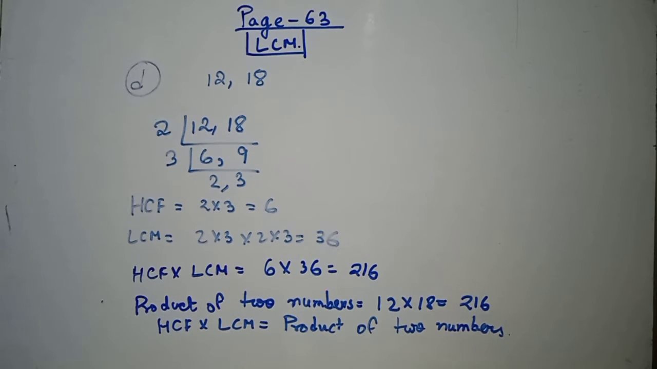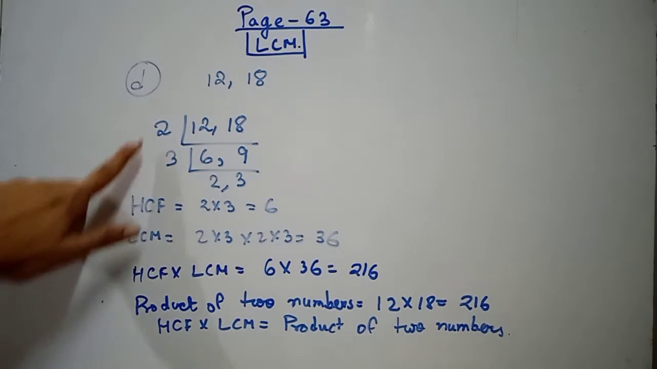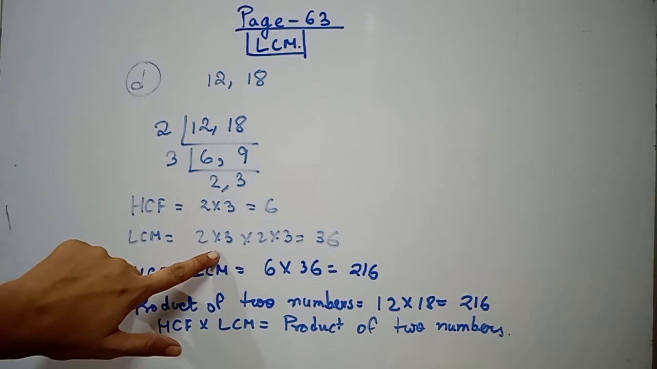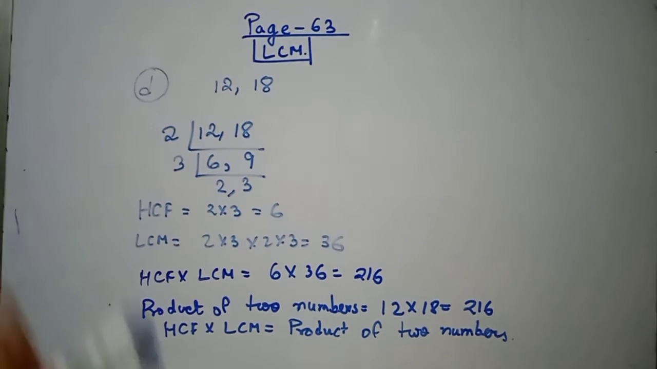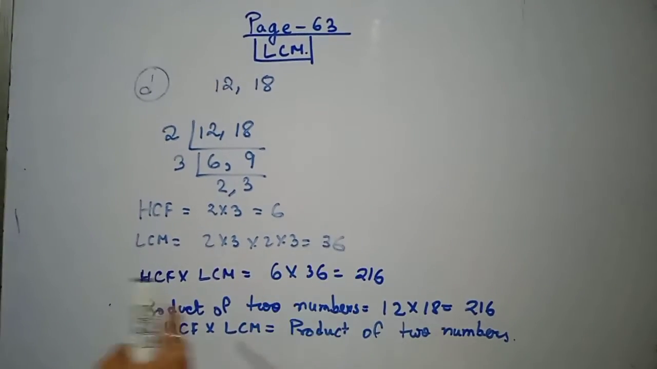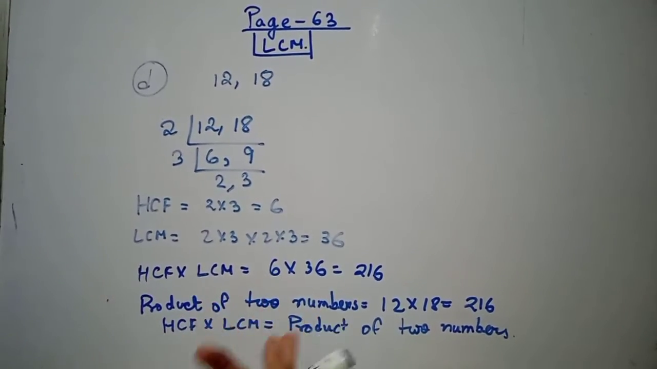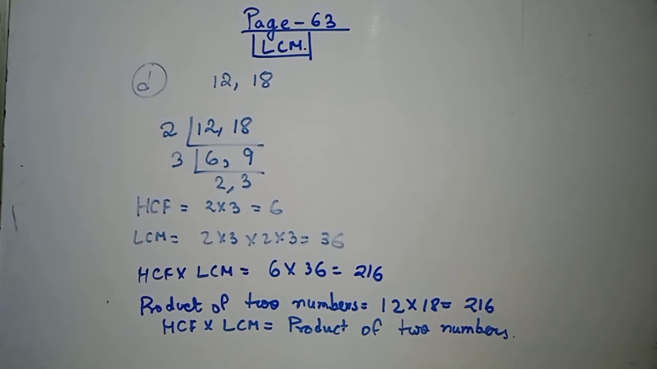By using this shortcut method, the HCF will be 2 into 3, that is 6, and for the LCM I will take 2 and 3, and I also have to take the remainder, that is 2 into 3. So I get 2 into 3 into 2 into 3, that is 6 into 36. HCF into LCM, 6 into 36, is 216. And the product of the two numbers, 12 into 18, is also 216.